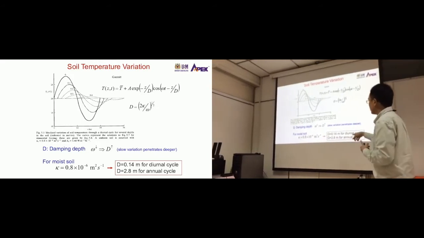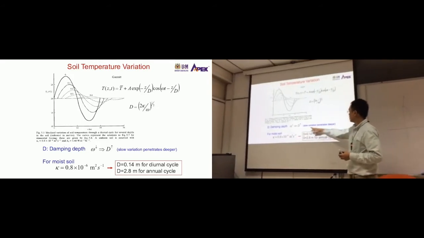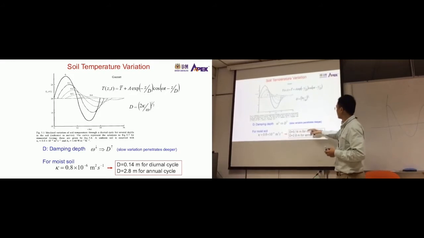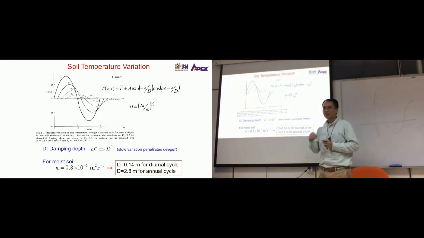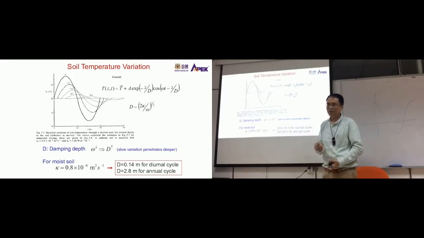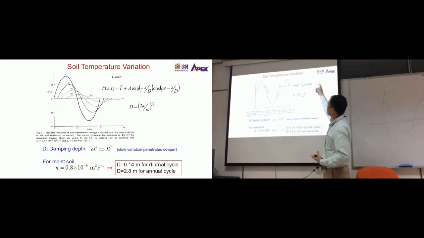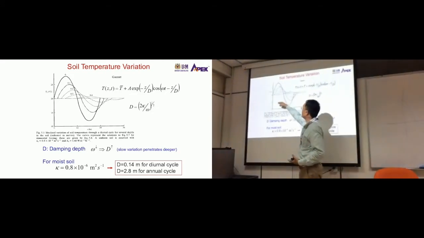So one thing to note here is that slow variation penetrates deeper in terms of flux. If the variation is very fast, it might be hot and cold very quickly, but then the amount that the ground can absorb is less. But if the variation is slower, there's more time for the ground to absorb more. That can be implied from this equation here, and I think from the trend here.